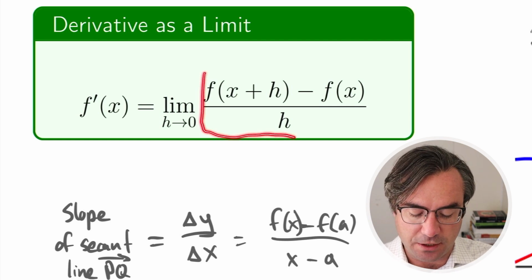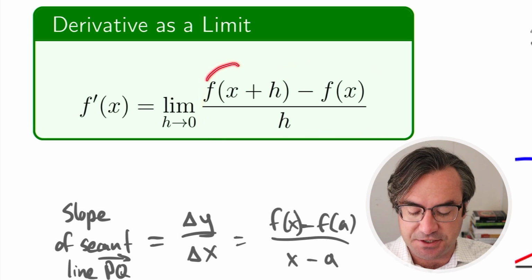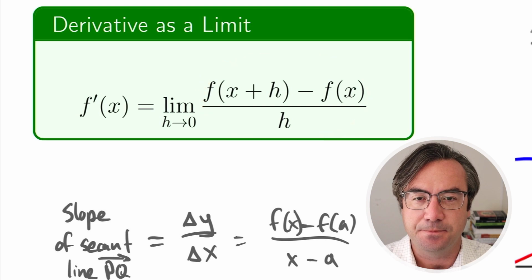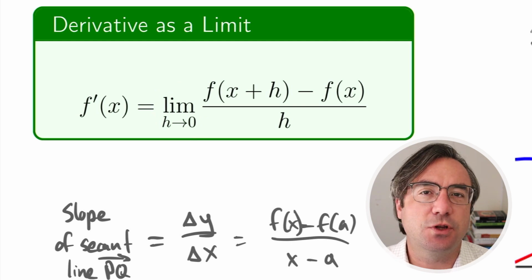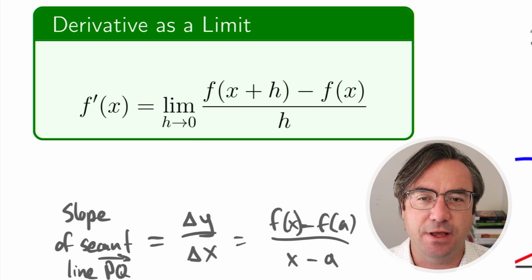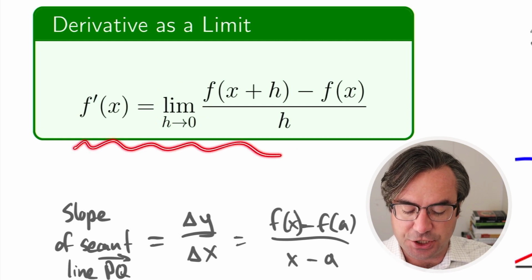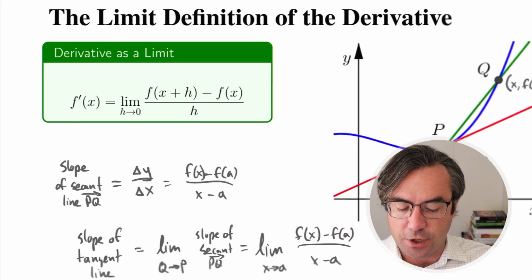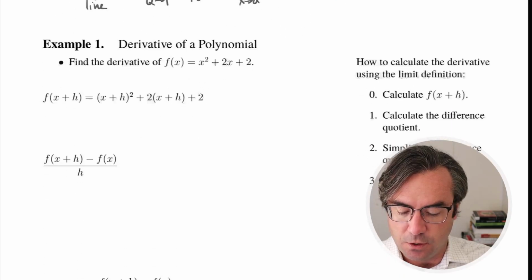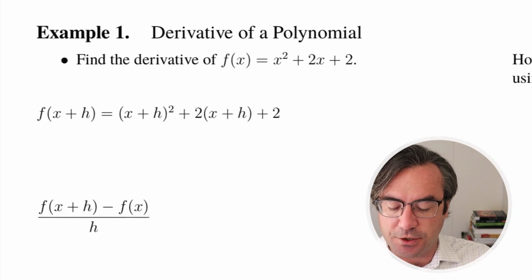And we'll go through this in class a little bit more, but you want to think of this fraction here as giving us the slope of our secant line. And then we're watching what happens as that secant line moves closer to match up with our tangent line. But in any case, this is our limit definition of derivative. So let's see this thing in action. We're just going to do example 1 here and see how this works.